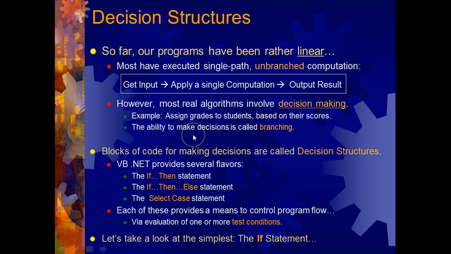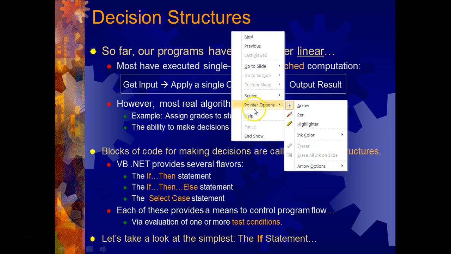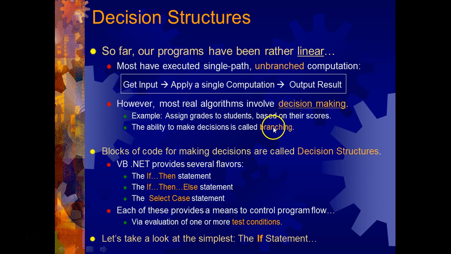So when we make a decision, like if something, we do one thing, if something else, we do something else, we can call that branching, right? We go one direction in one case, and we go in a different direction in another case. So we could call it branching. And in Visual Basic, we have these ways of doing that.